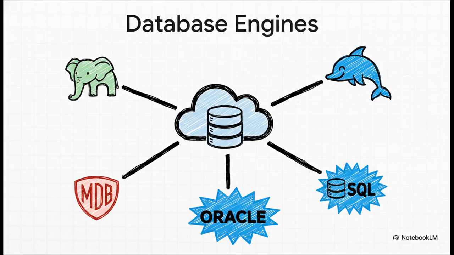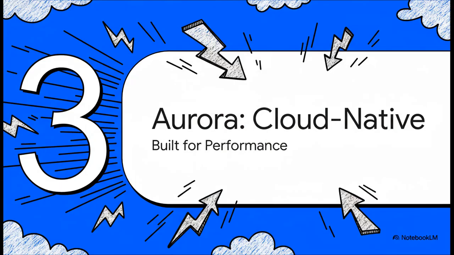Okay, for your exam, you have to remember this slide. RDS supports all of these engines, but pay very close attention to Oracle and Microsoft SQL Server. If you see a question that talks about migrating some old enterprise app that runs on Oracle or SQL Server, RDS is almost always the answer, because Aurora flat out doesn't support them. That's a key distinction. And now, let's meet Aurora.